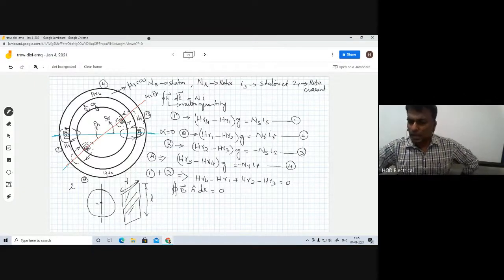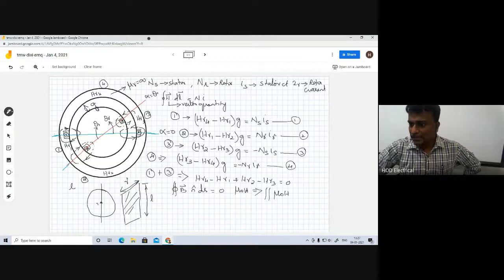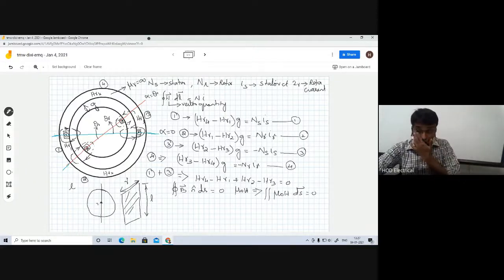So according to this, B is nothing but what? Mu naught into H. Already I told you mu R is equal to infinity in the core region. Therefore, the reluctance will be 0. So accordingly, we end up with the surface integral of mu naught H into ds is equal to 0. Mu naught H into ds is equal to 0. So now we should know the area. This ds is nothing but area.